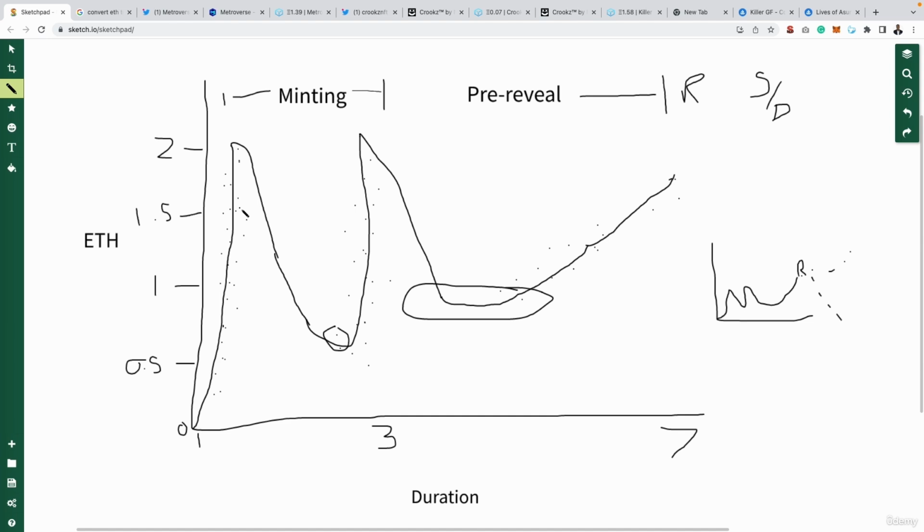Now, no one is talking about this stuff, so the fact you are learning this right here means you are ahead of the curve and you have an advantage over anyone else who doesn't even know about these three phases, let alone what happens to the price during these phases.